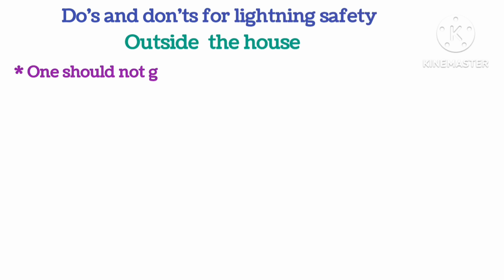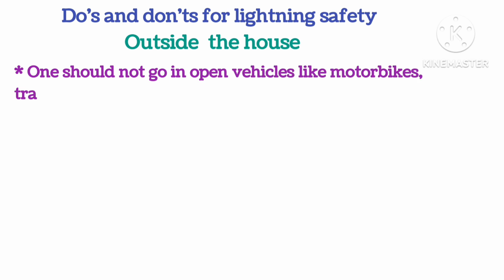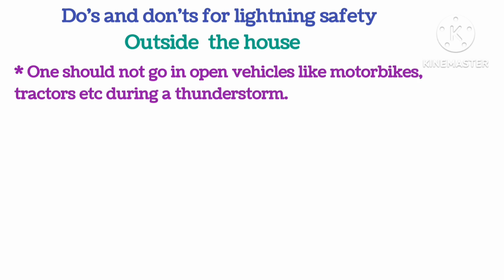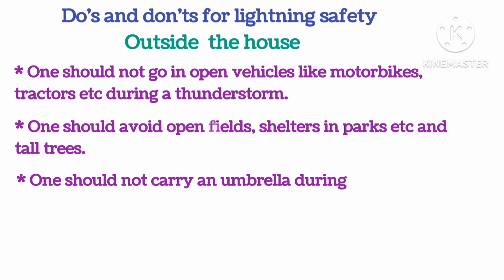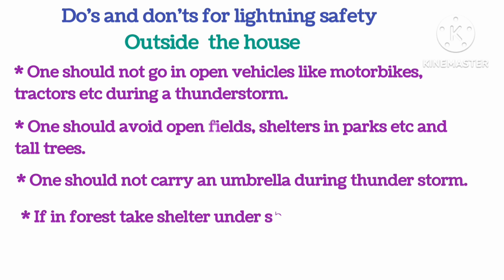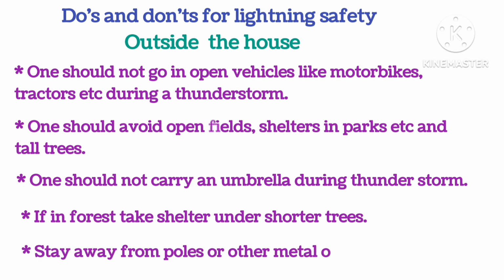Outside the house. One should not go in open vehicles like motorbikes, tractors, etc. during a thunderstorm. One should avoid open fields, shelters in parks, and tall trees. One should not carry an umbrella during the thunderstorm. If in a forest, take shelter under shorter trees. Stay away from poles or other metal objects.